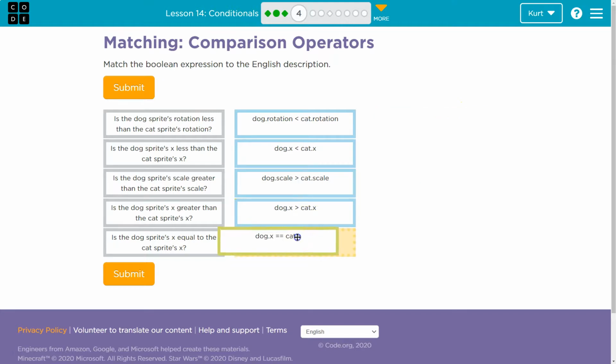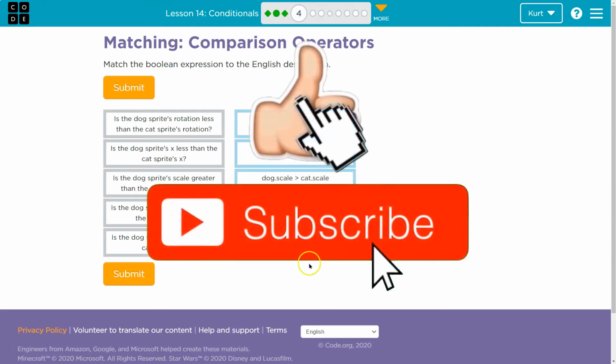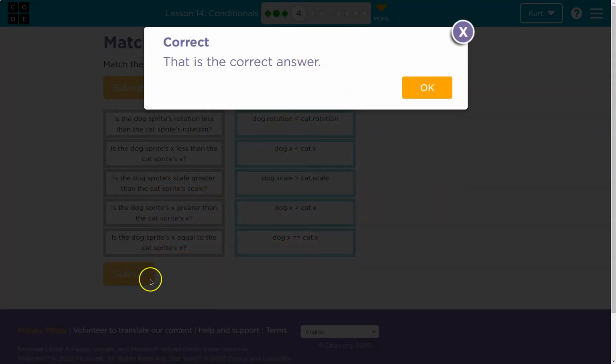And finally, equal to. Is the dog's sprite's X equal? And that's what these two equal signs mean. With one equals, you create a variable. With two equals, you're asking the question, are these equal? Awesome. Let's keep going.